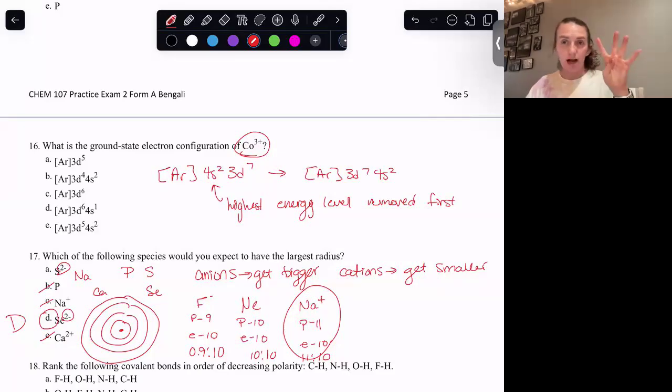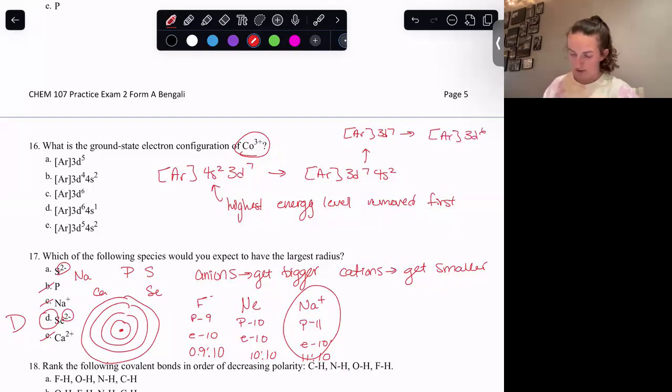4s2 has a 4, that's a higher energy level, so we're going to take 2 electrons away from our 4s first. And then we're going to take 1 away from the d orbital of what's remaining. So we're left with argon 3d6, which would be C. That makes sense there. Great.